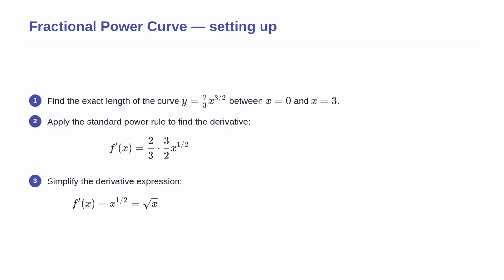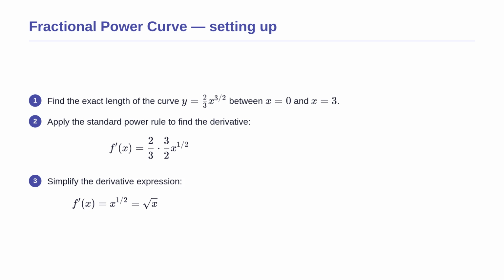Let us tackle a more complex problem where basic geometry cannot help us. We need to find the exact length of a true curve defined by y equals 2/3 x to the power of 3 halves from x equals 0 to 3. Our strategy remains the same. We begin by finding the derivative using the standard power rule. We bring the exponent down to multiply with the coefficient and subtract 1 from the power.